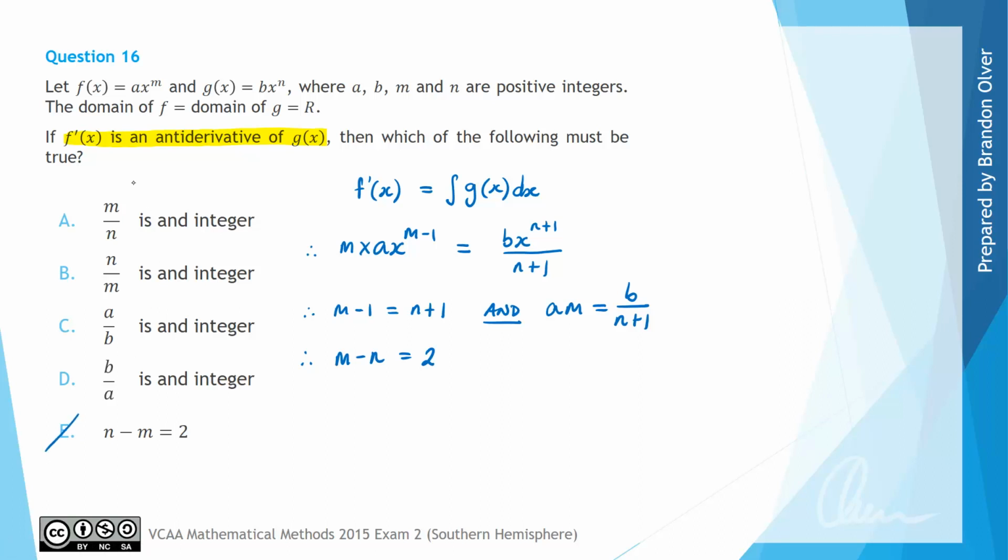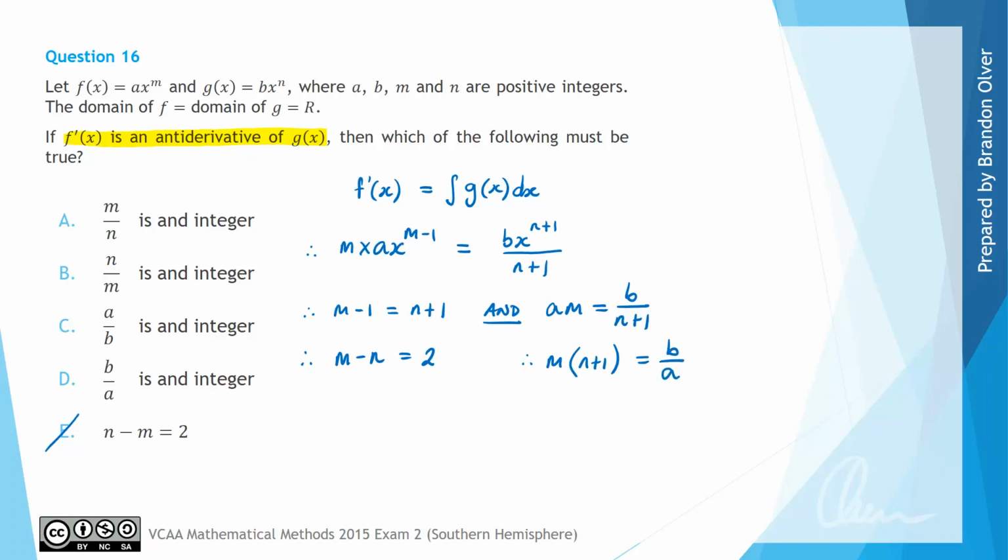So that means that one of the other four options must be correct, and to find out which one's correct, we're going to work with the coefficients being equal to each other. So we can rearrange this as being m times n plus 1 is equal to b divided by a.